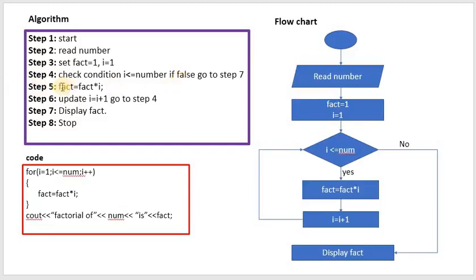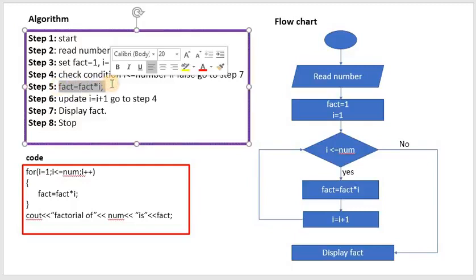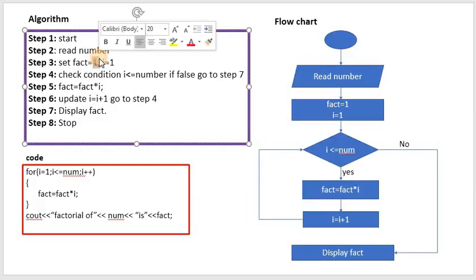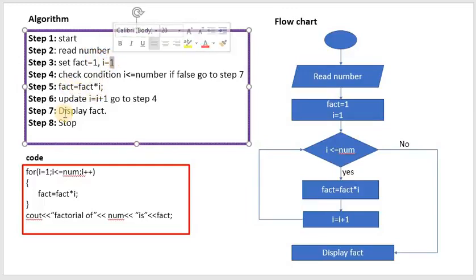So step 5, what you need to write is fact is equal to fact into I. Now tell me what is fact here. Fact is 1. So fact is equal to 1 into what is I? I is also 1. So 1 into 1 is 1. Now that 1 is stored where? It is stored in fact.